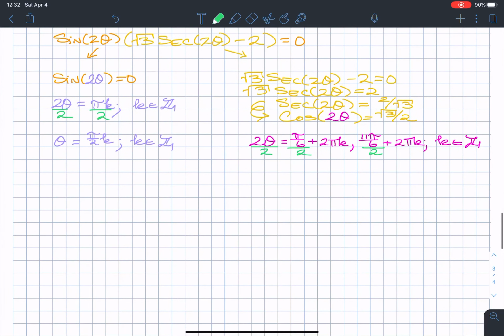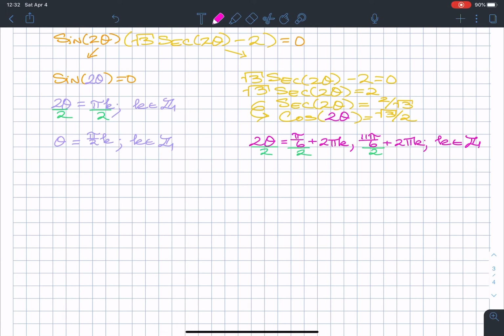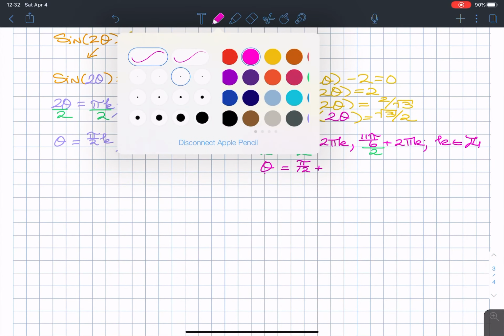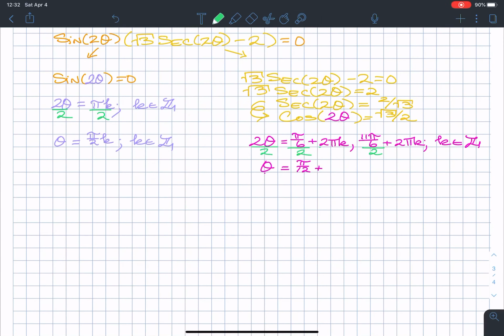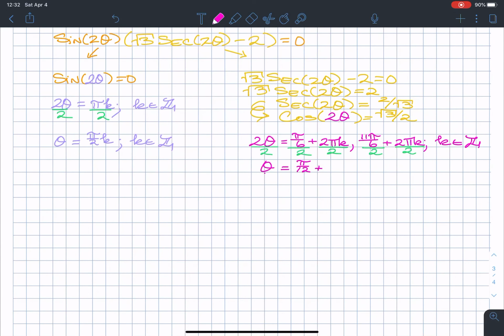So remember, when you divide, it just goes into the denominator. So I'm going to get that theta is equal to pi over 12 plus, forgot to divide this by 2 and this by 2, plus pi k, because I have to divide everything by 2. Or 11 pi over 12 plus pi k, where k is an integer.